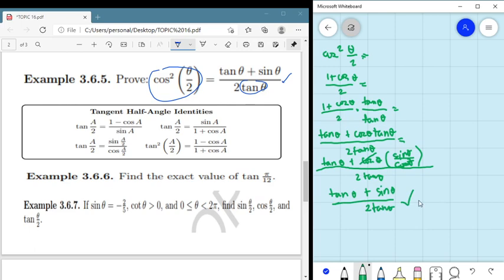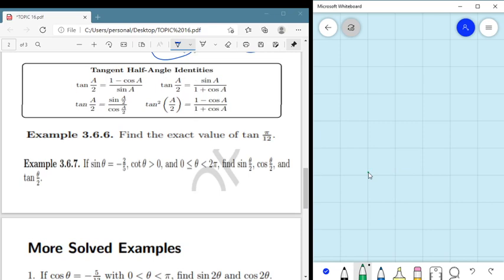Okay? And then we have here the tangent half angle identities. Tangent A over 2 is equal to 1 minus cosine A over sine A. Then tangent A over 2 is equal to sine A all over 1 plus cosine A. Tangent A over 2 is equal to sine A over 2 over cosine A over 2. And tangent squared of A over 2 is the same as 1 minus cosine A all over 1 plus cosine A.